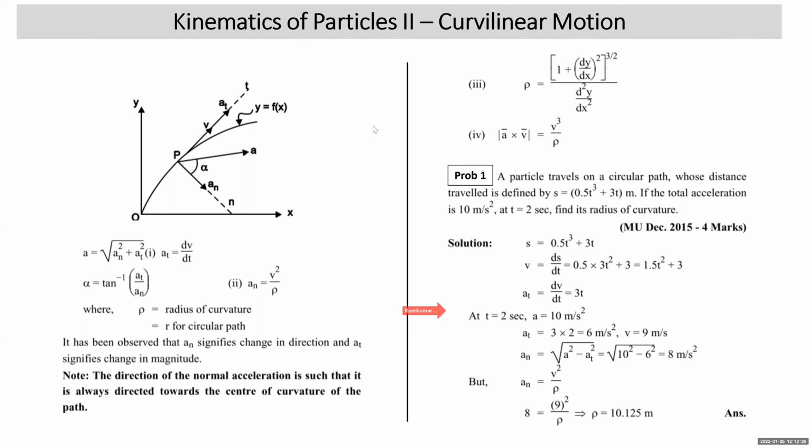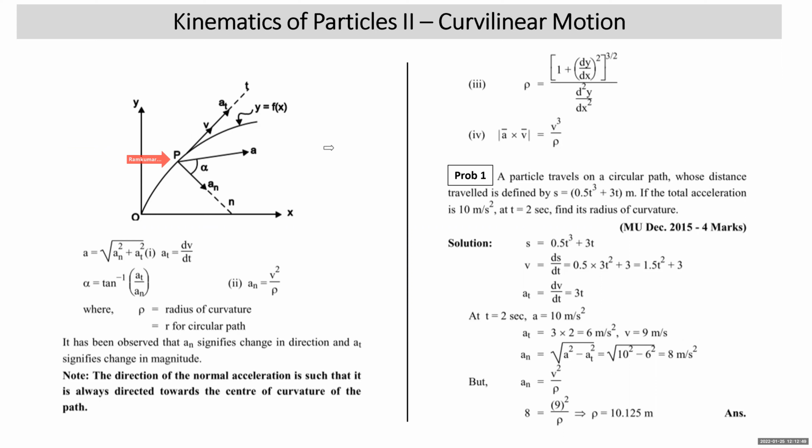Now, look at the diagram. Here you can see that again we are considering a particle which is moving along the curved path. At a particular instant, it is at point P. All right. So we resolve the velocity and acceleration along the tangent. This is the tangent direction and this is the normal direction. First, you should understand that the normal direction is such that it is always directed towards the center of curvature. So curvature is like this, it is this way.